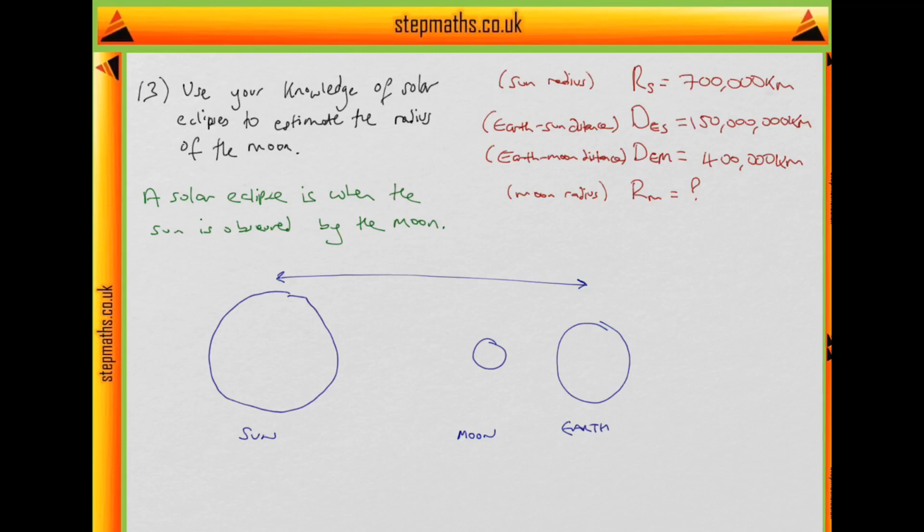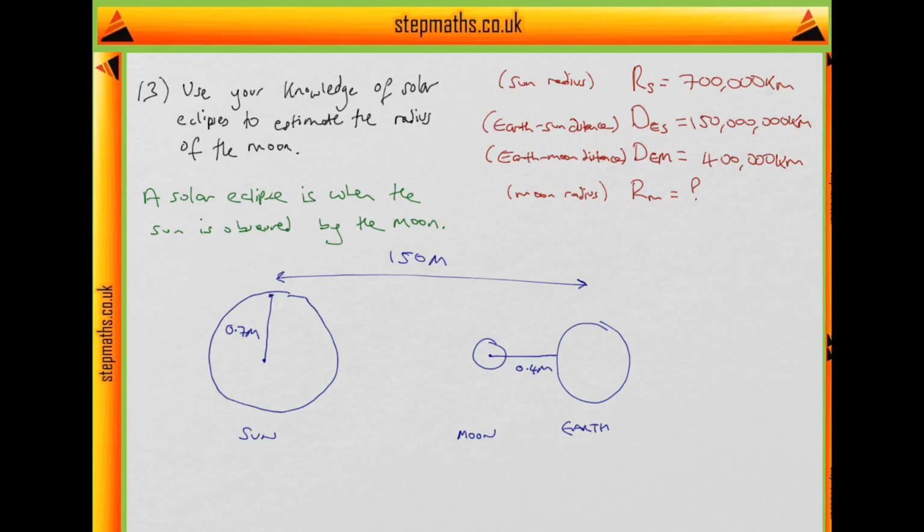Now, for simplicity's sake in calculation, we're going to work in units of million kilometers, which we'll denote by m. So this is going to be 150 m kilometers, where the m denotes million. Now, we know that the radius of the Sun here is 700,000, so that's going to be 0.7 m. And we know that the Earth-Moon distance is 400,000 kilometers, that's 0.4 m.